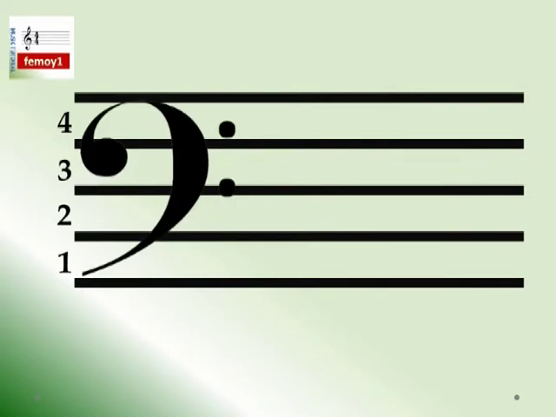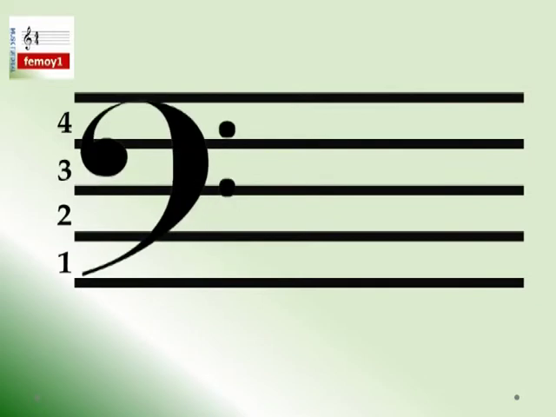the spaces of the bass clef. Now the spaces of the bass clef are numbered from the bottom. Again, we have the first space, the second space, the third space, and finally the fourth space. And of course, there should be a sign of a clef. Now it is already a bass clef.